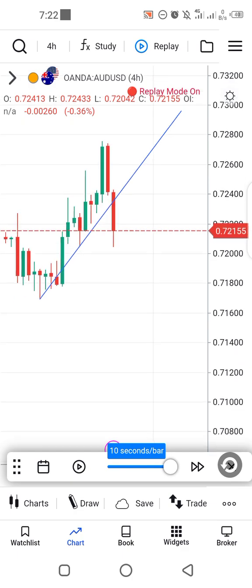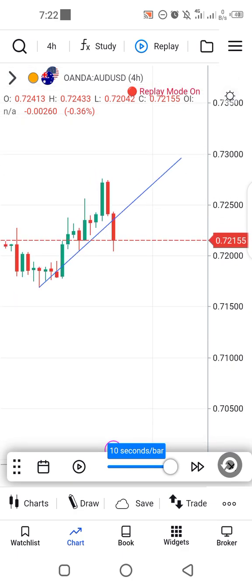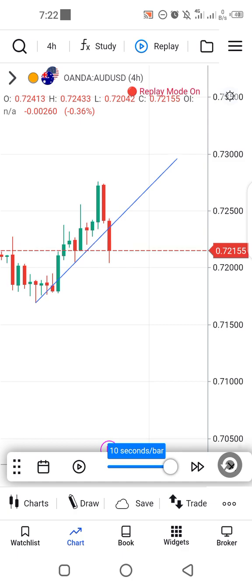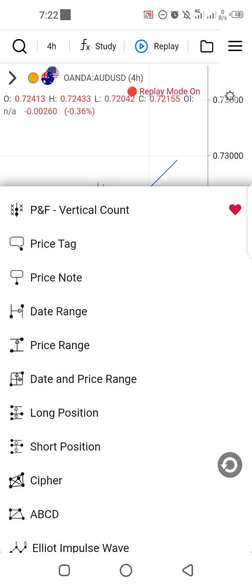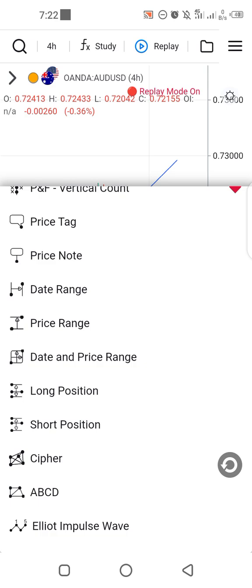So now I'm going to place my trade. Let me reduce this thing so it will not be too big. So let me just use a tool here to represent my trade.